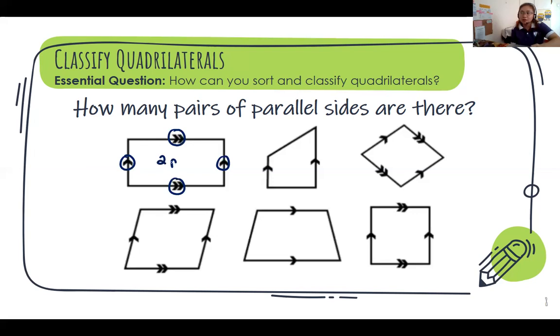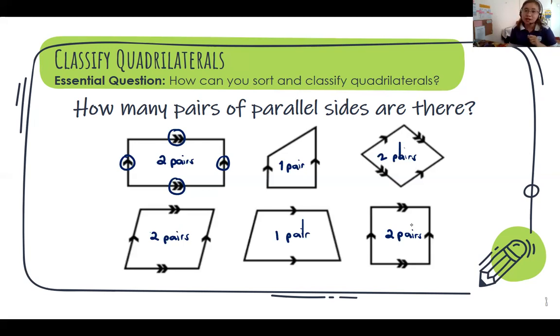So we have in this figure two pairs. For the next one, we have one pair. Next figure, another two pairs. And for this figure, two pairs as well. One pair for this one. And you are correct. For this last, we have two pairs. How is it related to naming them with their special property?